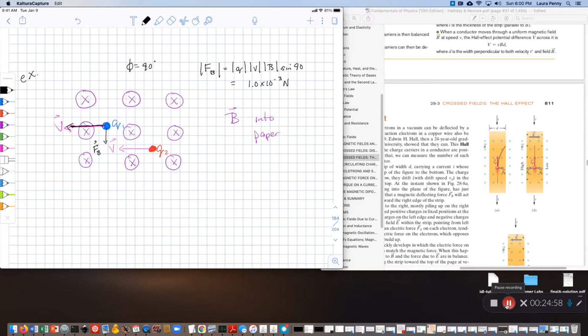For the negative charge, again, I put my fingers of my right hand along the velocity. I then push my fingers into the screen, and my thumb is pointing down, but this is a negative charge particle. So I have to flip this and say the magnetic force points upwards.